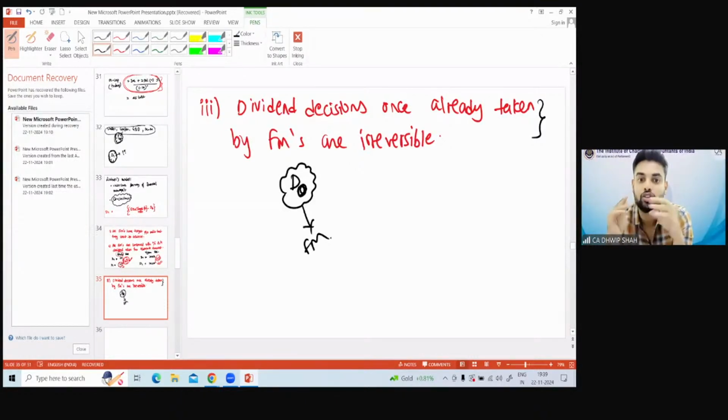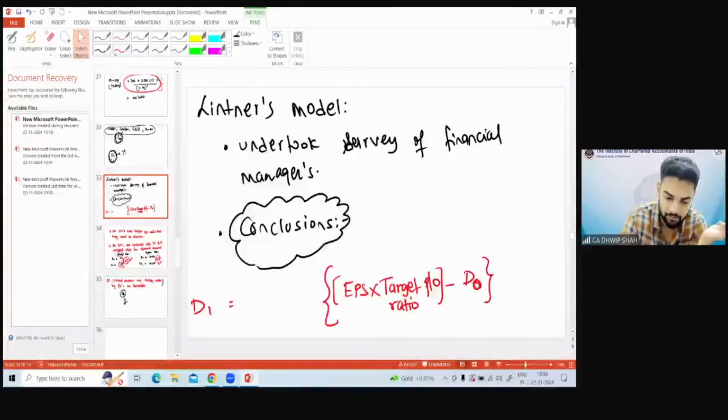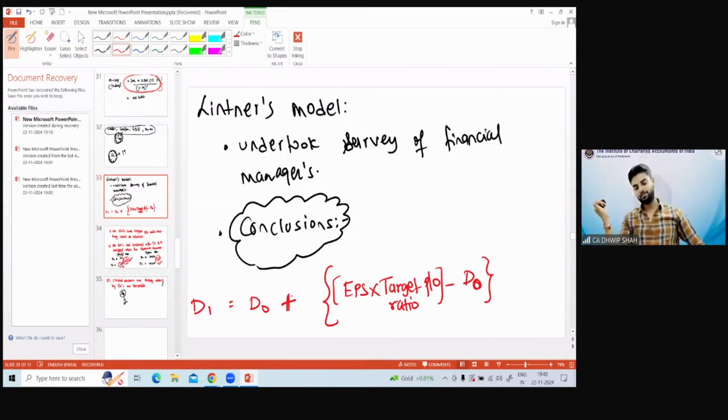Are you getting this? So the minimum dividend the company should pay is at least D0. That much has to be given. Above D0 I would like to give something more. Are you following? Because this D0, again, is the decision taken by financial managers only. So they don't want to reverse or change this. So when I say the minimum dividend the company should receive is D0, plus over and above you should get. This is what Lintner said.